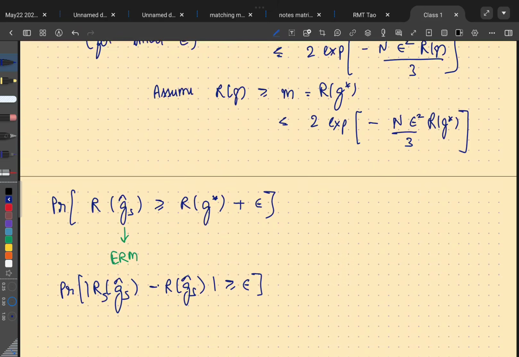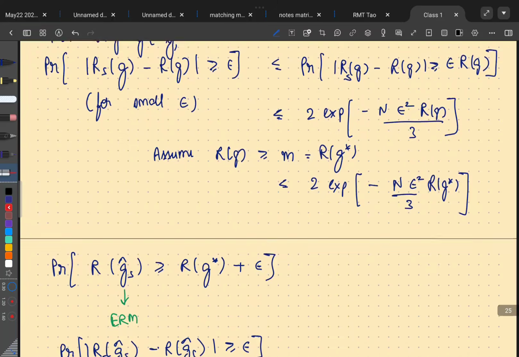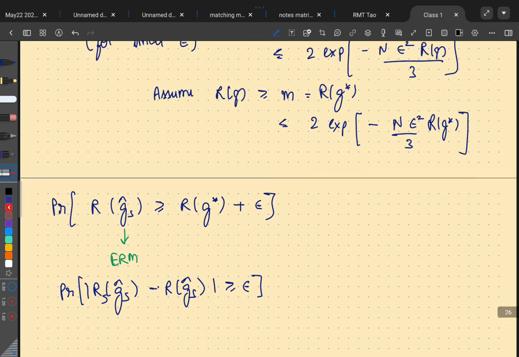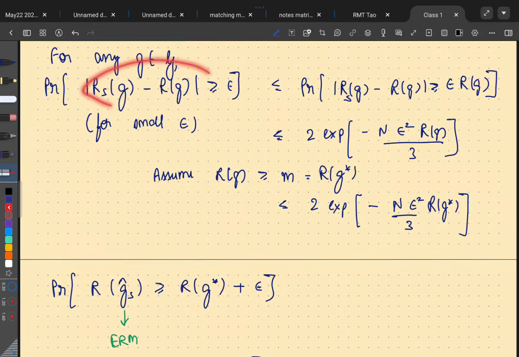Sorry, what exactly is the difference between those two terms? That's exactly what I'm trying to hint at. What is the difference between what I have over here versus what I have over here? There's a modulus here also, right? I'm not talking about G star. So I have fixed a particular G.